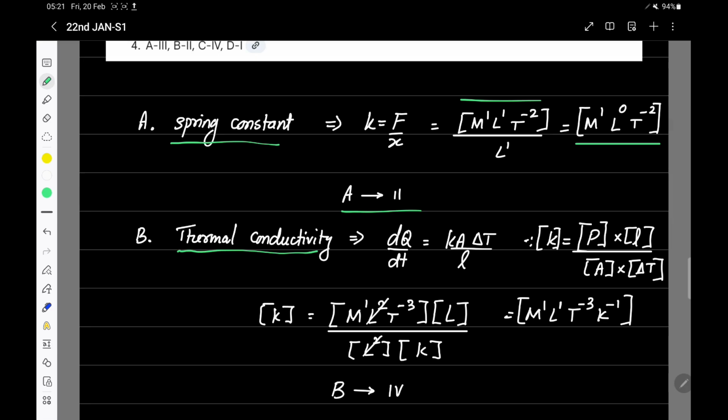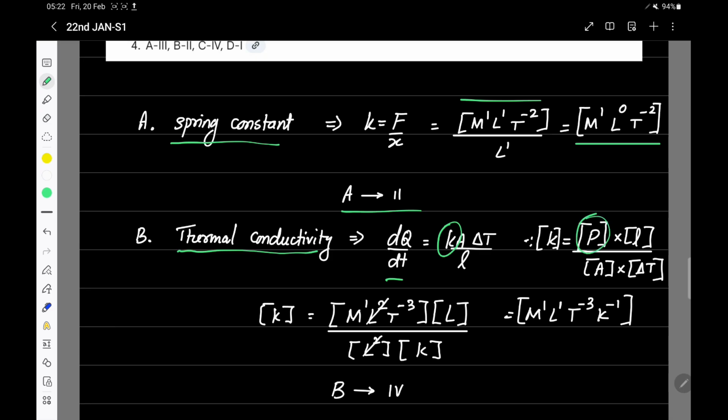The thermal conductivity is the next one. So for thermal conductivity, recall the law of thermal conduction. The rate of heat flow dQ/dt is equal to KA ΔT divided by L. Here we need to find the dimensions of K. So you should remember dQ/dt has the dimensions of power. So if you want the dimension of K, send everything else to the LHS.